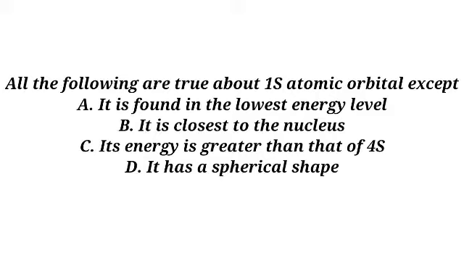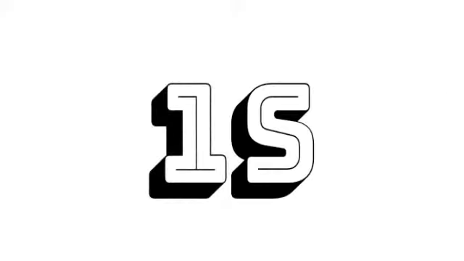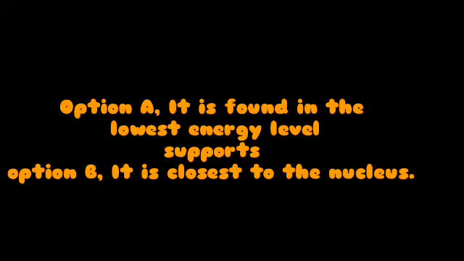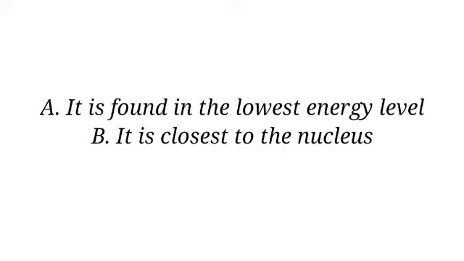Now, again, let us assume you do not know the answer to this question, but let's assess the options one by one and pick the odd one out. From option A, the number 1 written before S can make you suggest that the 1s orbital must be found in the first energy level, which is the lowest energy level. That tells you that option A supports option B, as you will expect such an orbital in the first energy level to be closest to the nucleus, just as the first step in a number of stairs is closest to the ground. So option A and option B support each other.